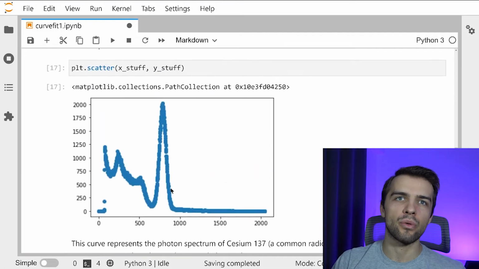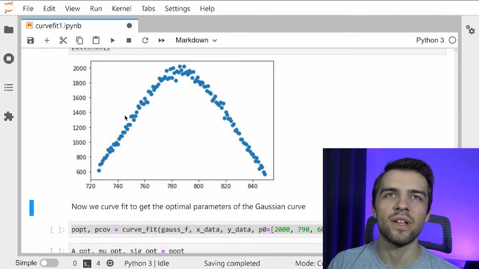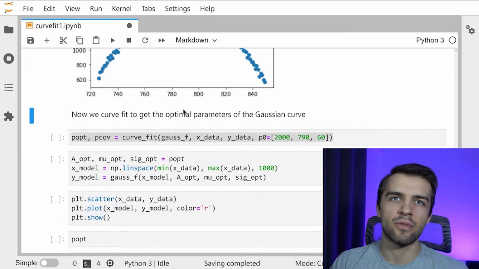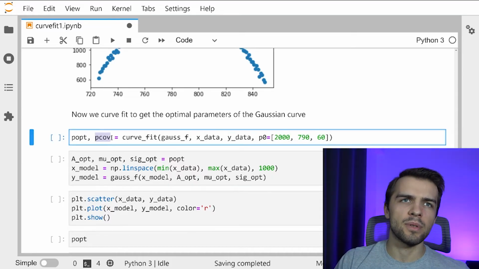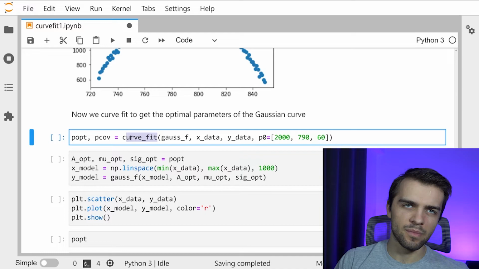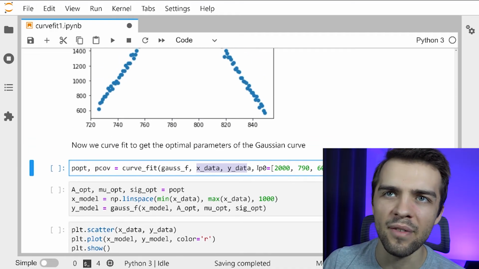So rather than plotting this whole thing with junk here on the side, which corresponds to other things, I just have this curve here. And I want to fit this data to a Gaussian curve. And of course, I do it exactly as I would before. P optimal, P covariance equals curve fit, right? This returns two values, so I just get them like that. I give it the Gaussian function, the x data and y data, and I have to give it initial parameters.